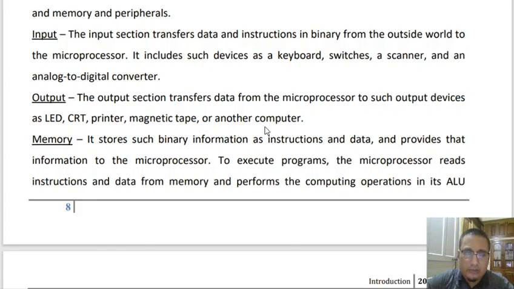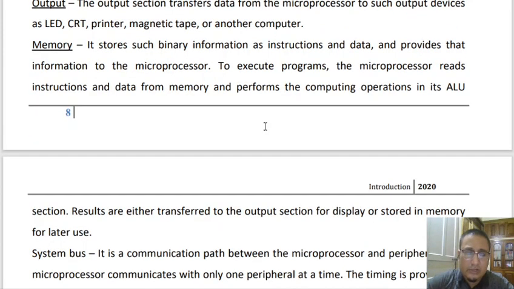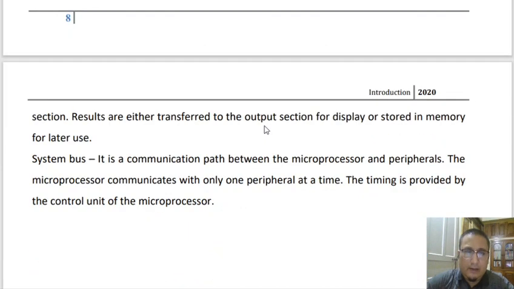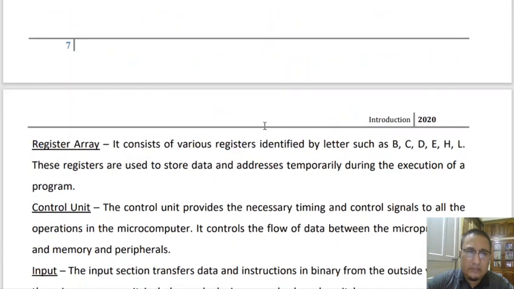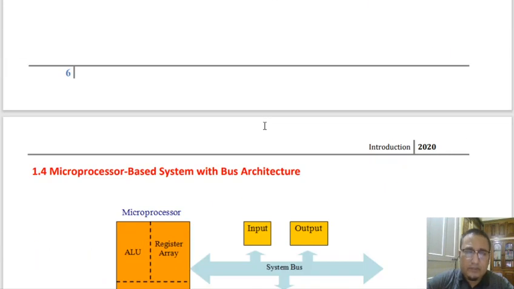In order to execute a program, the microprocessor reads the instruction and the data from the memory, and it performs the computation in its ALU section. The results of the operations can be stored in the memory or can be sent to the output section for display. Likewise, we have the system bus. The system bus is a communication path that is established between the microprocessor and the peripheral device. The microprocessor at a time can communicate only with one peripheral device, and the coordination activity is performed by the control unit. So this is a brief discussion about the various units that a microprocessor-based system has in it.